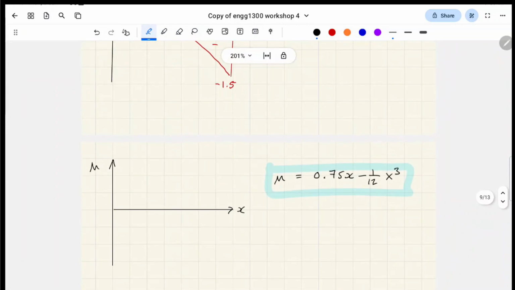Okay, so because we don't have a number like +3 or whatever, it's not going to start up here, right? That's only if there's a cantilever or a fixed support or a point moment there. It's going to start at 0, because of how this graphing works.